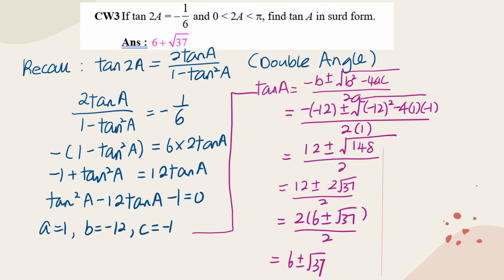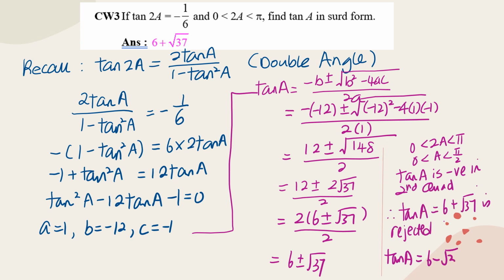Okay, I should not bore you with all the details for CW3. After the first few slides we have done, you would have enough confidence to be able to do CW3 on your own. Can you see again that you're supposed to find tangent A in surd form? Surd form means it's not exact, so we have to use the quadratic formula to factorize your quadratic equations.